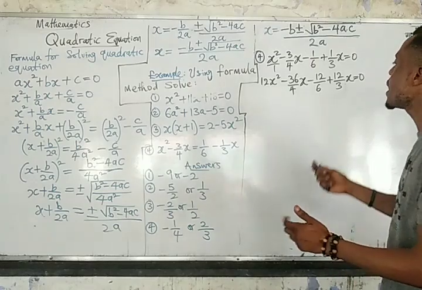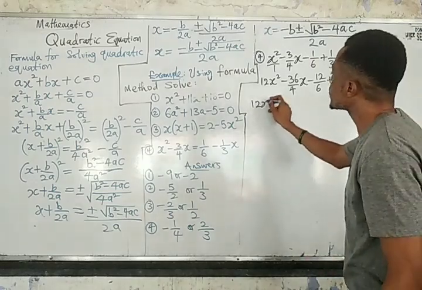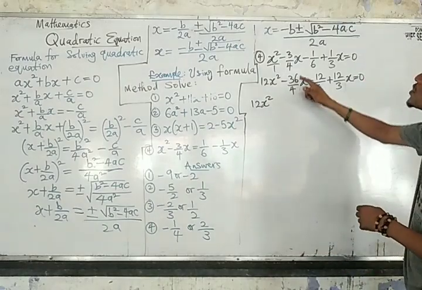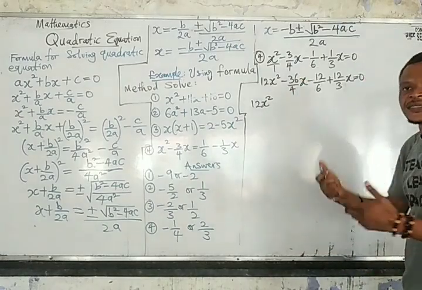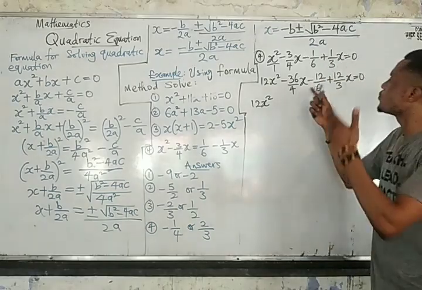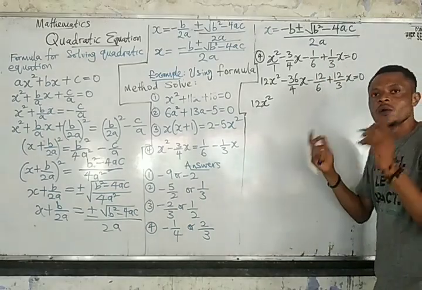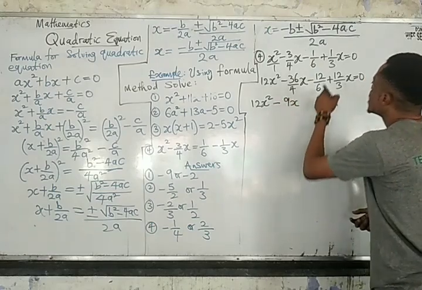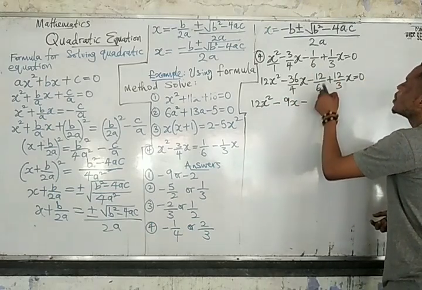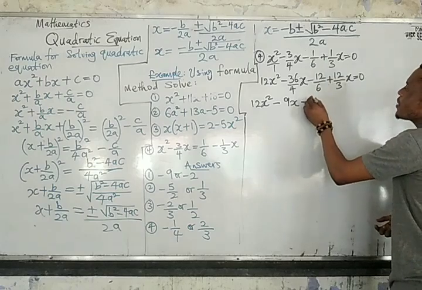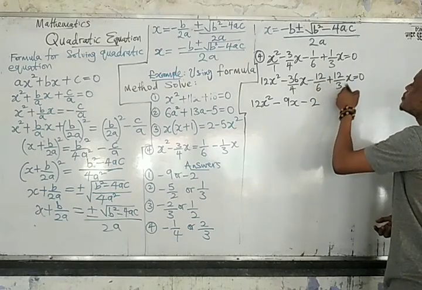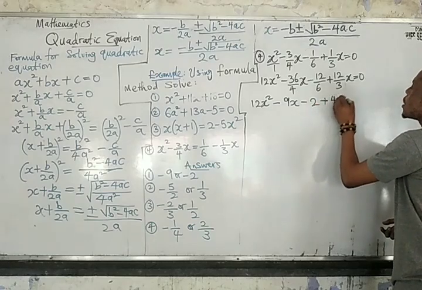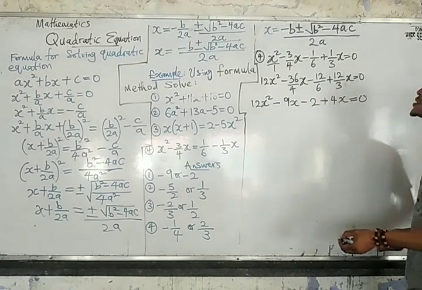Now let's break it where it is possible. We have 12x squared. Then we now break this one. 4 in 36, we have it to be 9, minus 9x. And finally for this, 6 in 12, we have 2. And 3 in 12, that will give us 4x, all to give us 0.